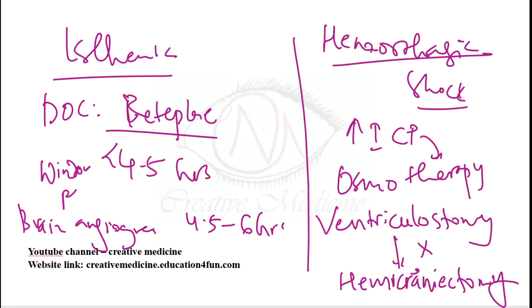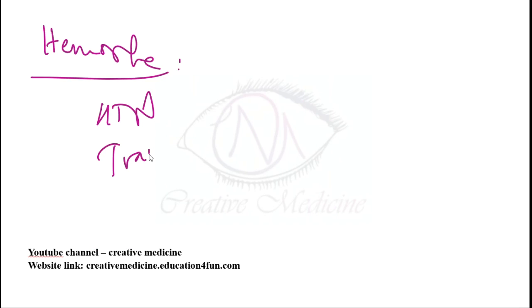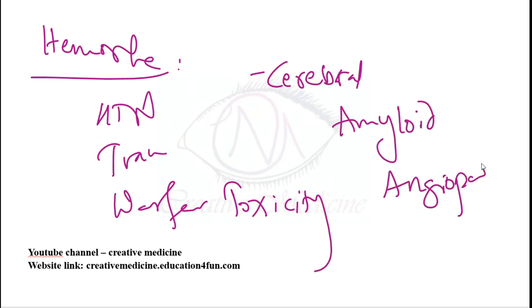Among ischemic and hemorrhagic stroke, ischemic stroke is more common when compared to hemorrhagic stroke. So, what are the causes of hemorrhagic stroke? Hemorrhagic stroke can occur due to hypertension, trauma, warfarin toxicity, or cerebral amyloid angiopathy.